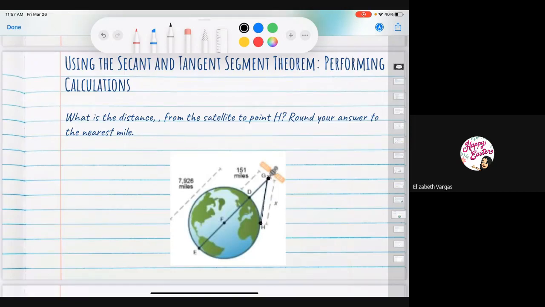So what I want to do is use the relationship between the secant and tangent that I know. I know that part of my secant multiplied by the entire distance of my secant needs to be equal to the entire distance of my tangent squared. So that's my tangent squared. Now let me take my part of my secant, E to G, and that needs to be multiplied by my entire secant, so E to G.